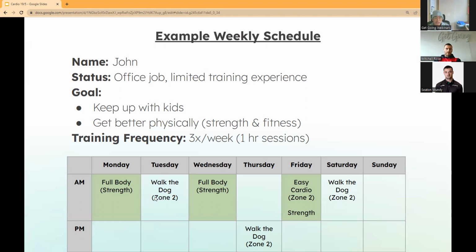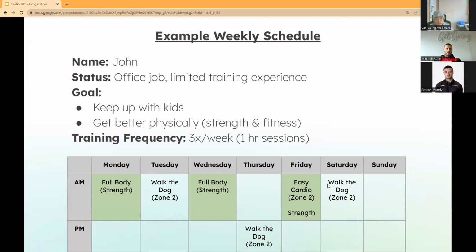As you can see here, we don't have a quote unquote designated cardio session except for Friday. But we have days where they'll be told to walk the dog, one, two, three times a week. And that's more than enough for them to get the ball rolling in terms of their baseline fitness, accumulating steps throughout the day.